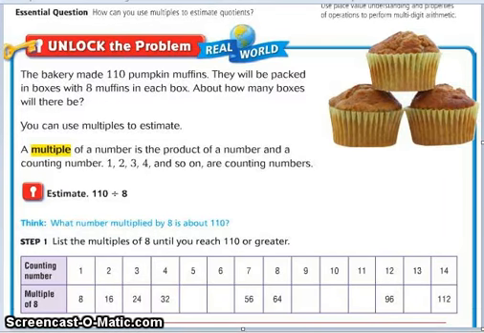Hello, students. Today, our essential question is, how can you use multiples to estimate quotients? Let's unlock the problem together.